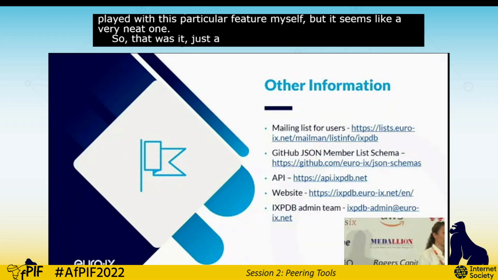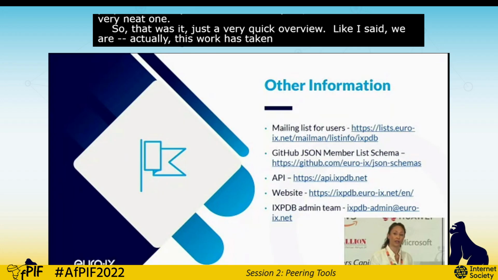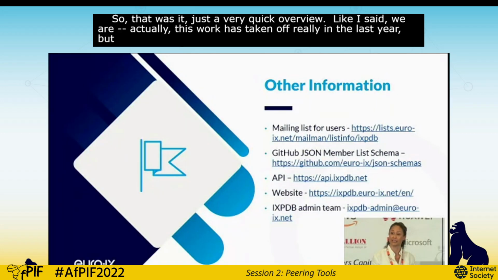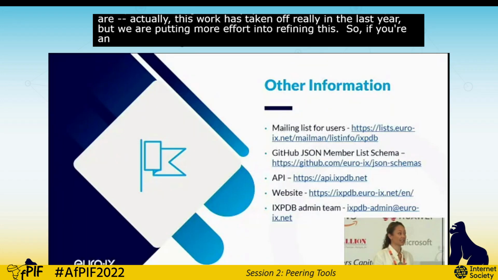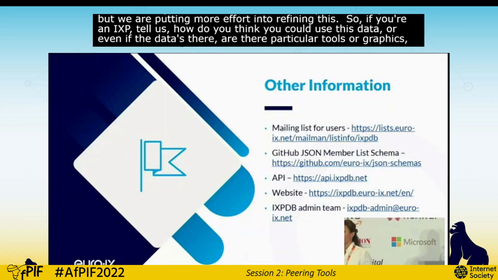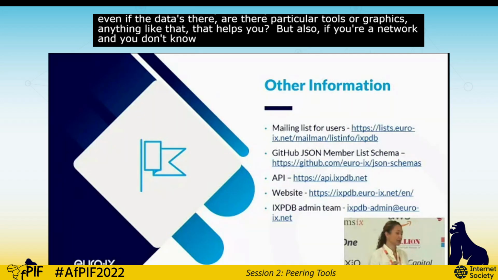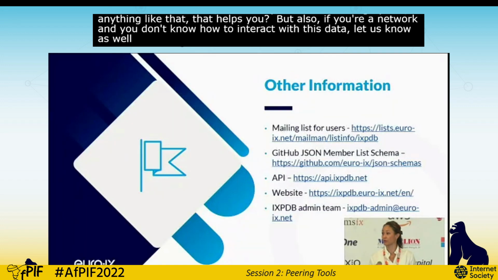Like I said, this work has taken off really in the last year, but we are putting more effort into refining this. So if you're an IXP, tell us, how do you think you could use this data? Or even if the data's there, are there particular tools or graphics, anything like that that helps you? But also if you're a network and you don't know how to interact with this data, let us know as well. Are there particular visual tools, for example?